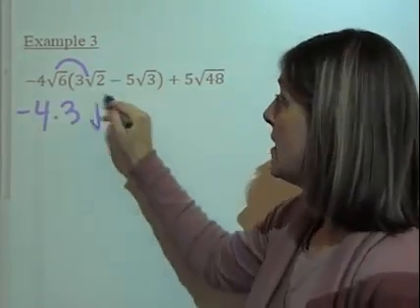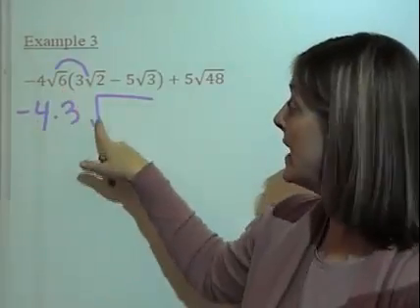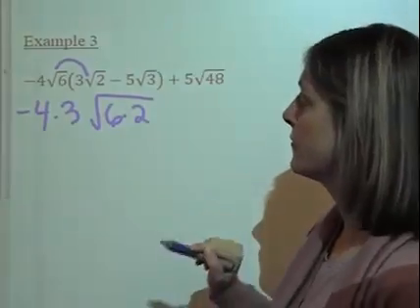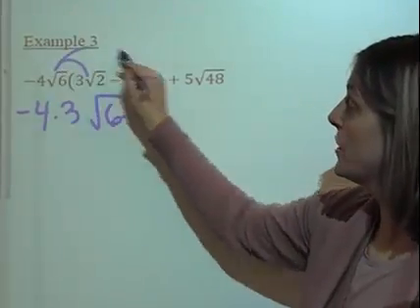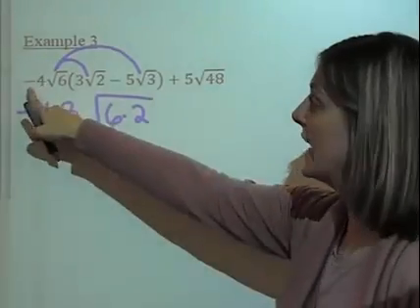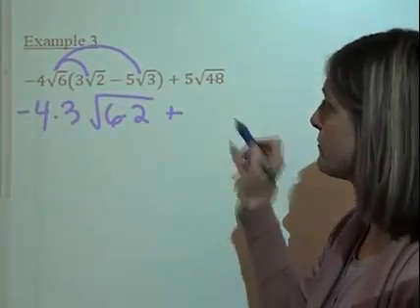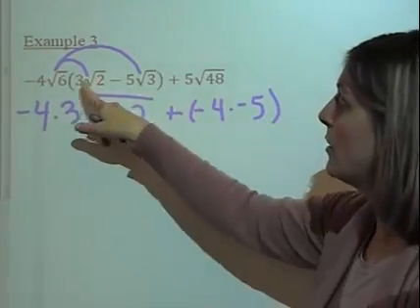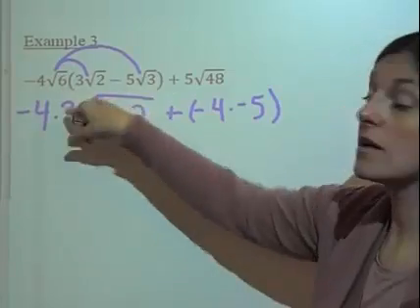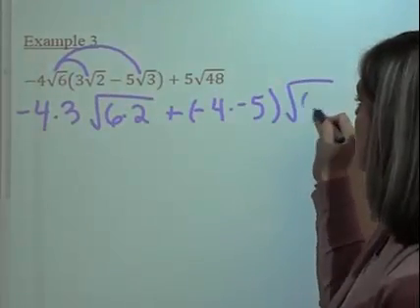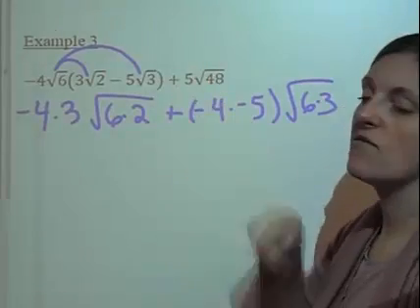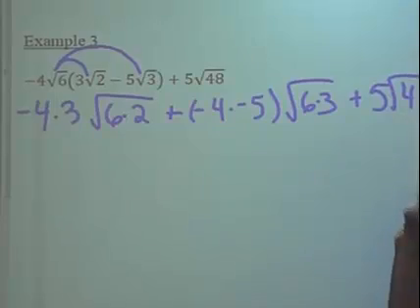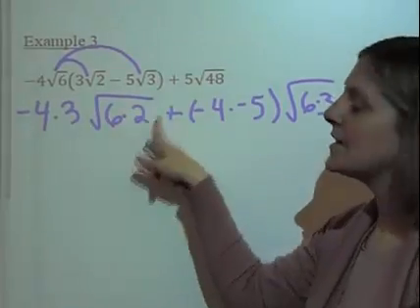So when we multiply this, we're going to take the -4 and multiply that by the 3. Then for these radicals, we can multiply inside the radical, 6 times 2. Then we have distributed to the second term, so we have -4 times -5, and then we're multiplying inside the radical, so 6 times 3 goes in that radical. And then we just still have that guy left over.